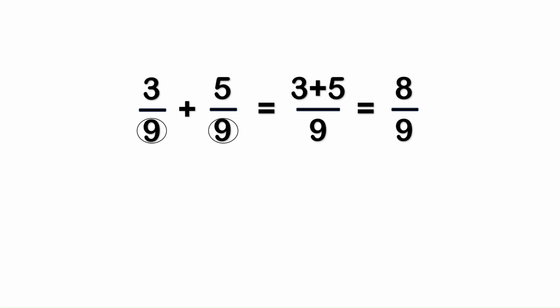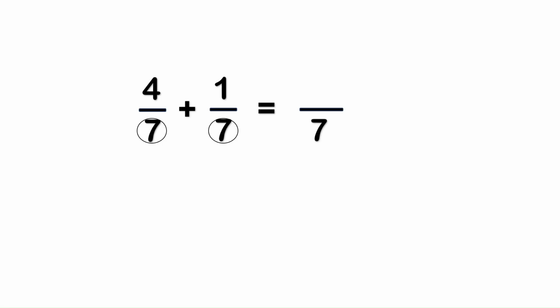We'll go for one more example. Add 4 upon 7 with 1 upon 7. Since the denominators of both fractions are same, we write the denominator at denominator's place and we write the sum of numerators at numerator's place. Thus our fraction after addition becomes 5 upon 7.